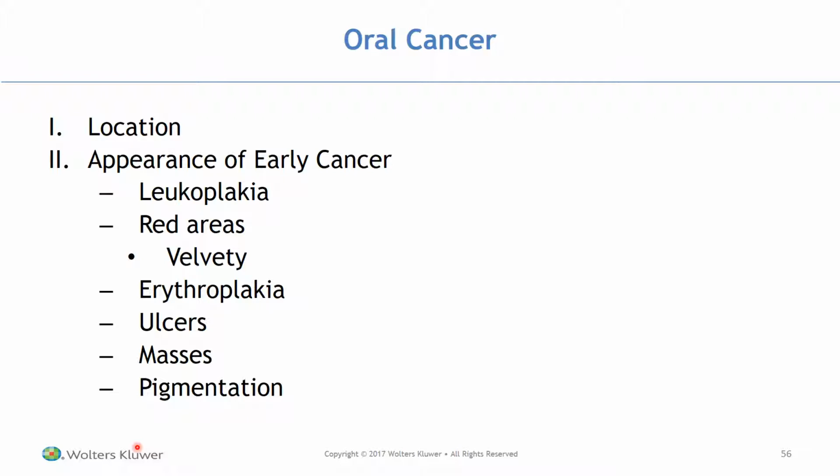Appearance of early cancer. Early cancer takes many forms and may resemble a variety of other common oral lesions. All types need to be examined with suspicion. Five basic forms are going to be listed here.